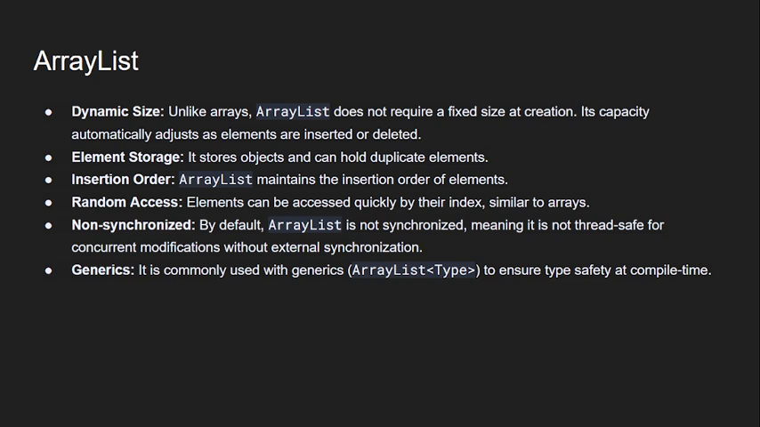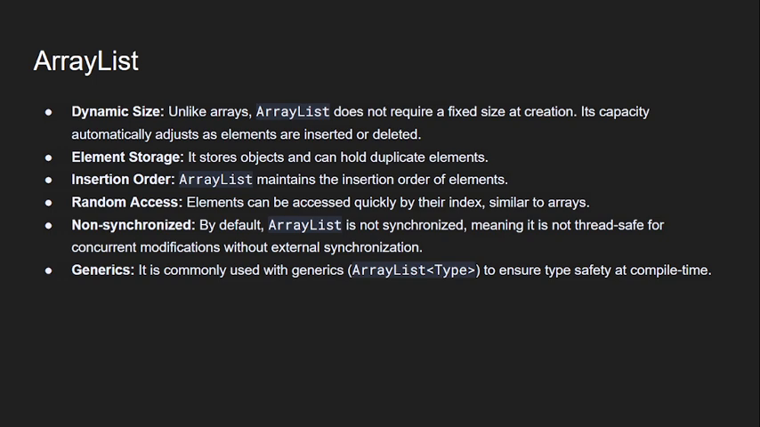Next feature is insertion order. ArrayList maintains the insertion order of elements. So whatever elements we put into our ArrayList, and the sequence in which we put them, it stores that sequence, just like a queue in a shopping mall. The person that comes first will be first, and the person that comes second will also be the second person. So it is a sequential insertion in our ArrayList.